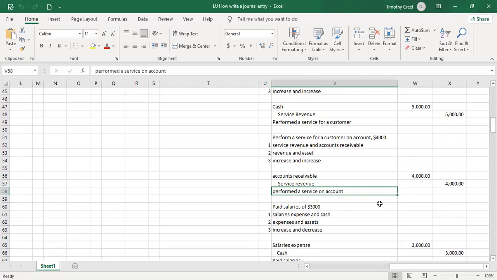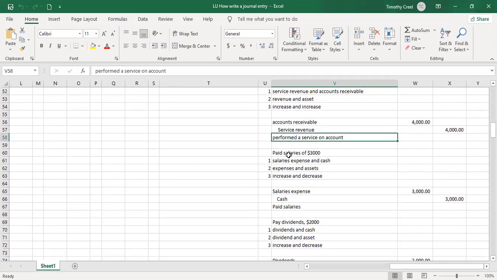Now, if we wanted to pay some salaries, so let's say we paid salaries of $3,000. We would ask ourselves, what accounts are involved with the transaction? In this case, it would be salaries expense and cash. Where do these two belong in the accounting equation? Salaries expense would fall under expenses, and cash would fall under assets. Are we increasing or decreasing these accounts with this transaction?